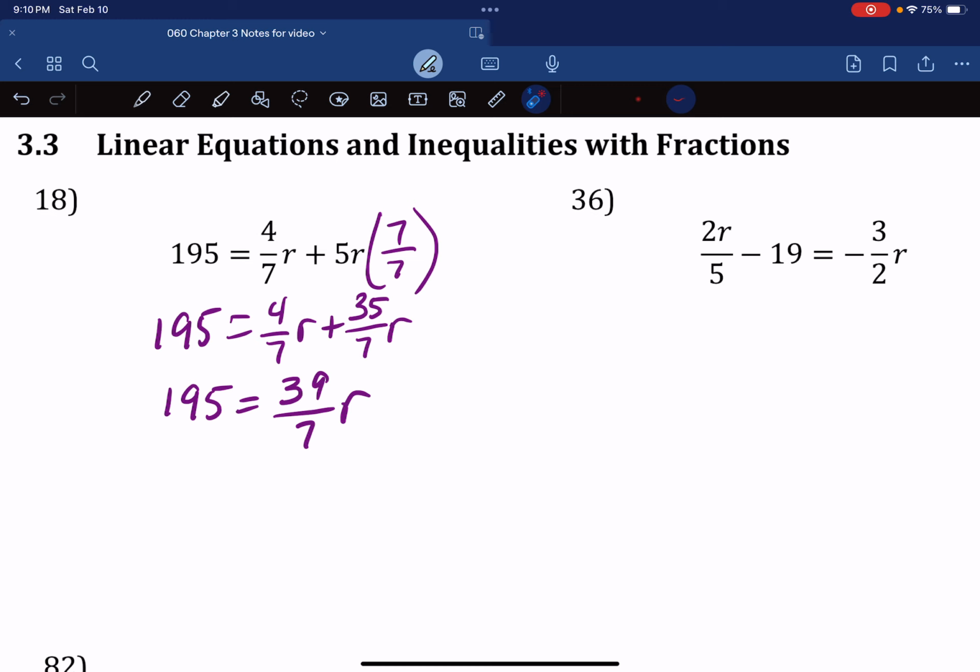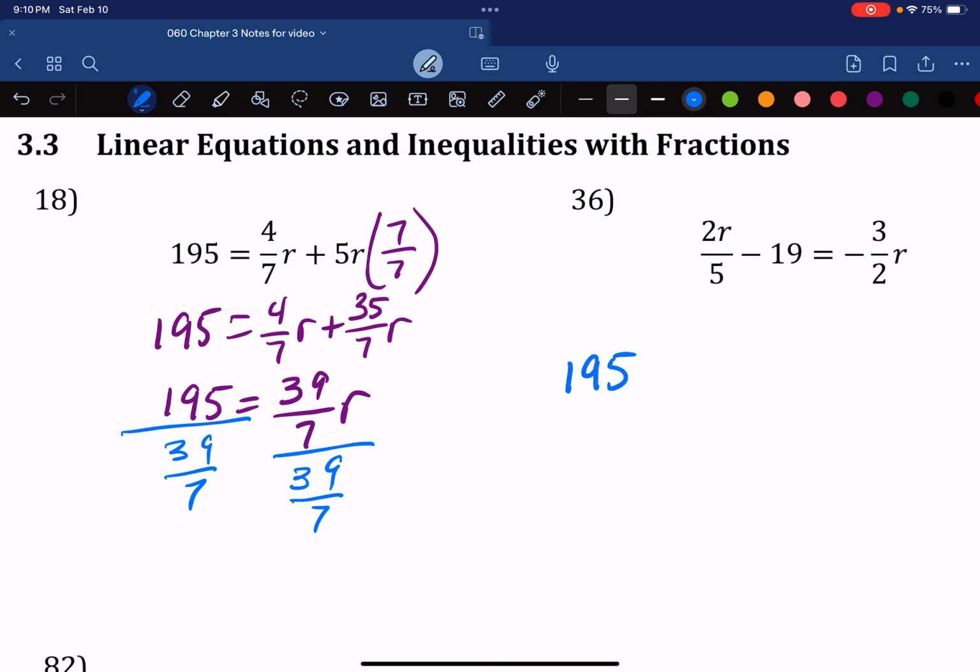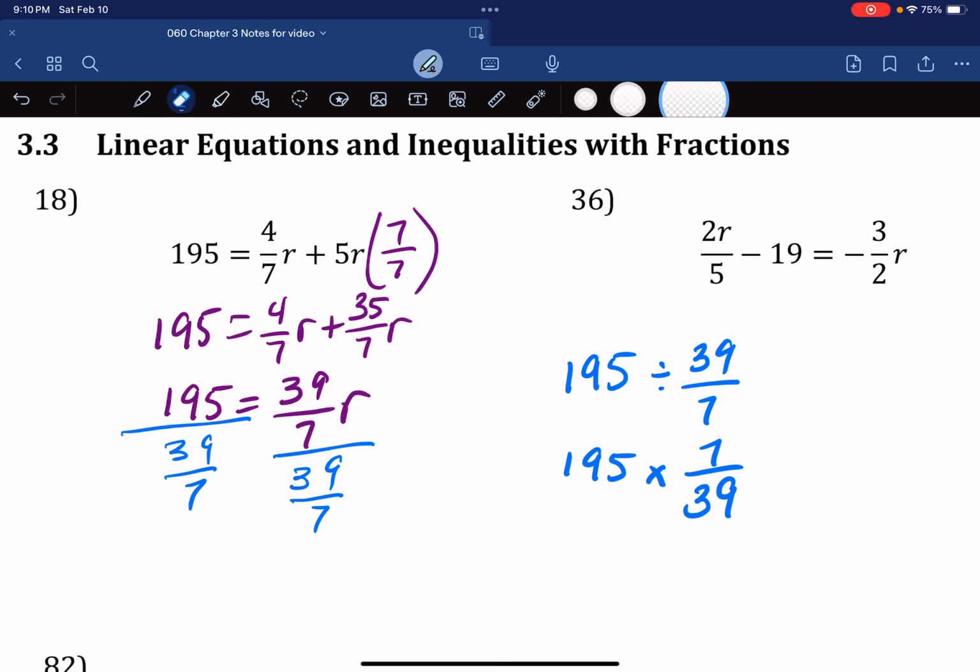In this case, we have a coefficient being multiplied to our variable, so we can divide both sides by our coefficient. Now keep in mind, when dividing fractions, we actually divide by multiplying by the reciprocal.